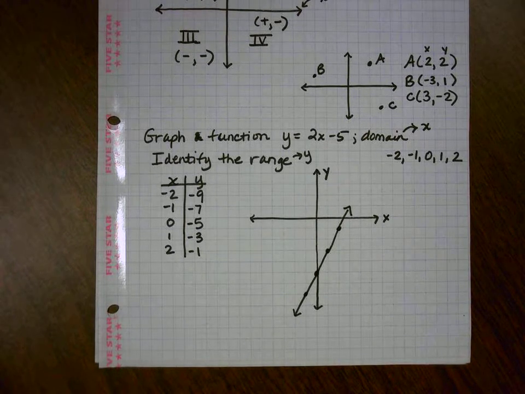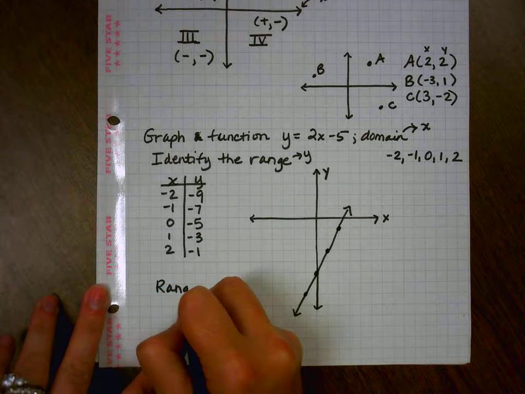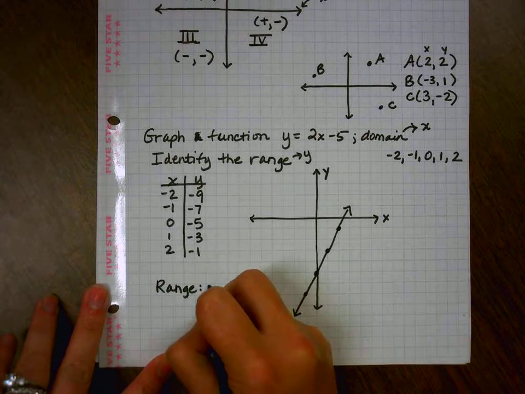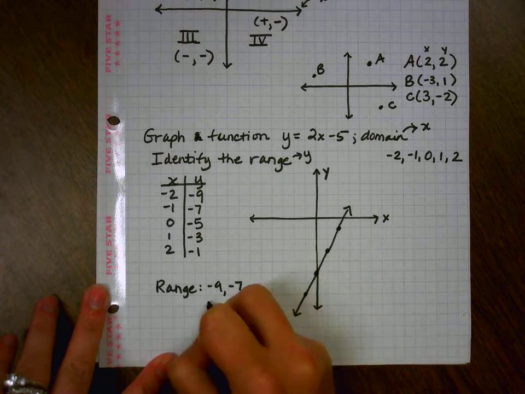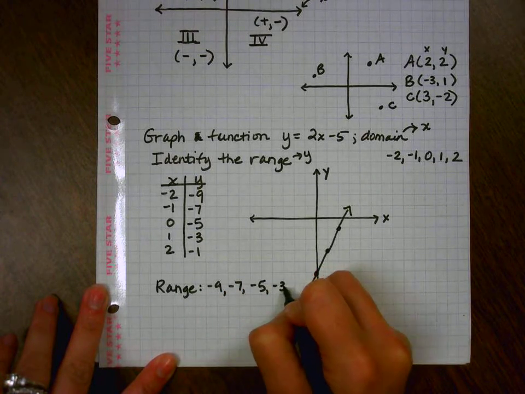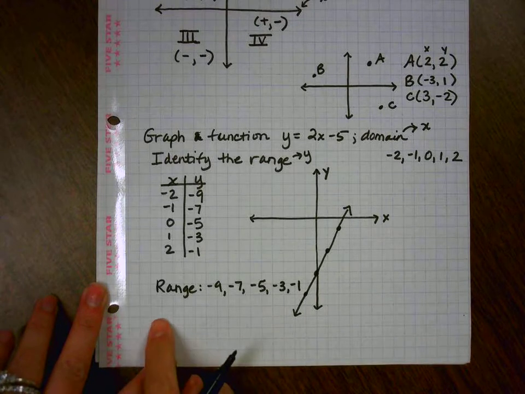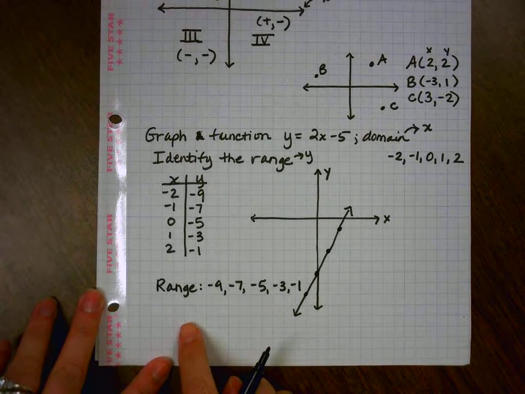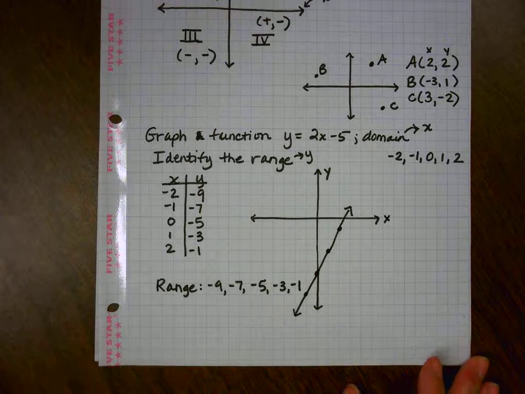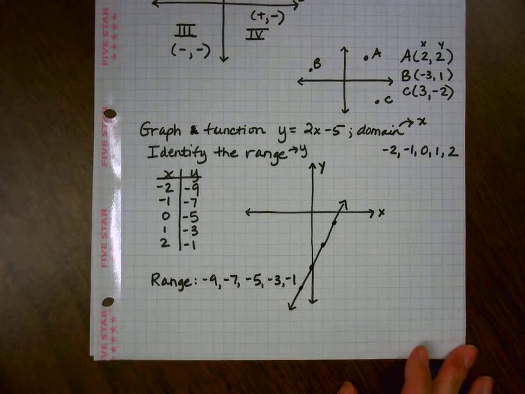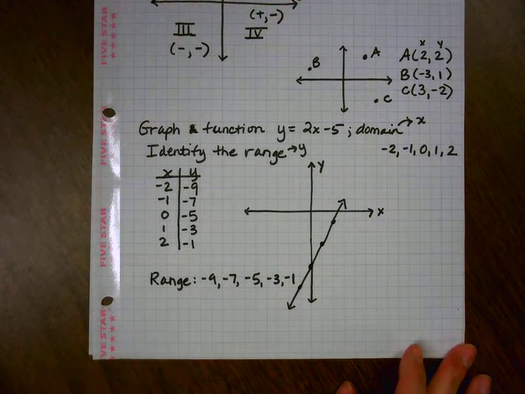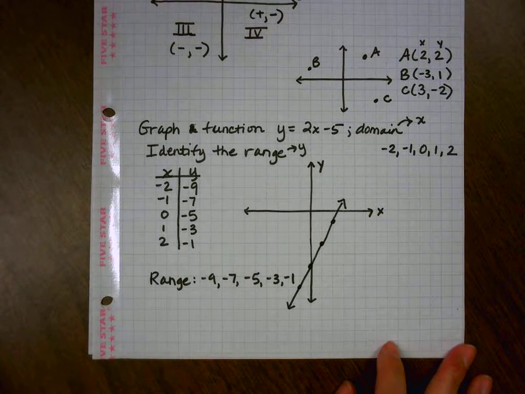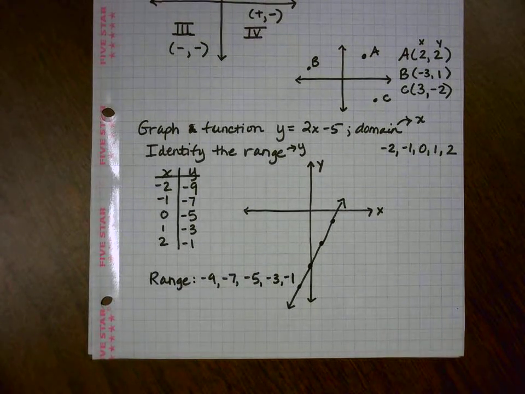Okay. The last thing it said was to identify the range. So if it says identify the range and it gave you the domain, then you're just going to list what the range is. Okay, so the range on this one is -9, -7, -5, -3, -1. We will do more with this later, where we're going to start talking about some other things. But for right now, you can just label those if it gives you the domain. Okay? Do you guys have any questions on that at all that I can help you with? Seem like it makes sense?